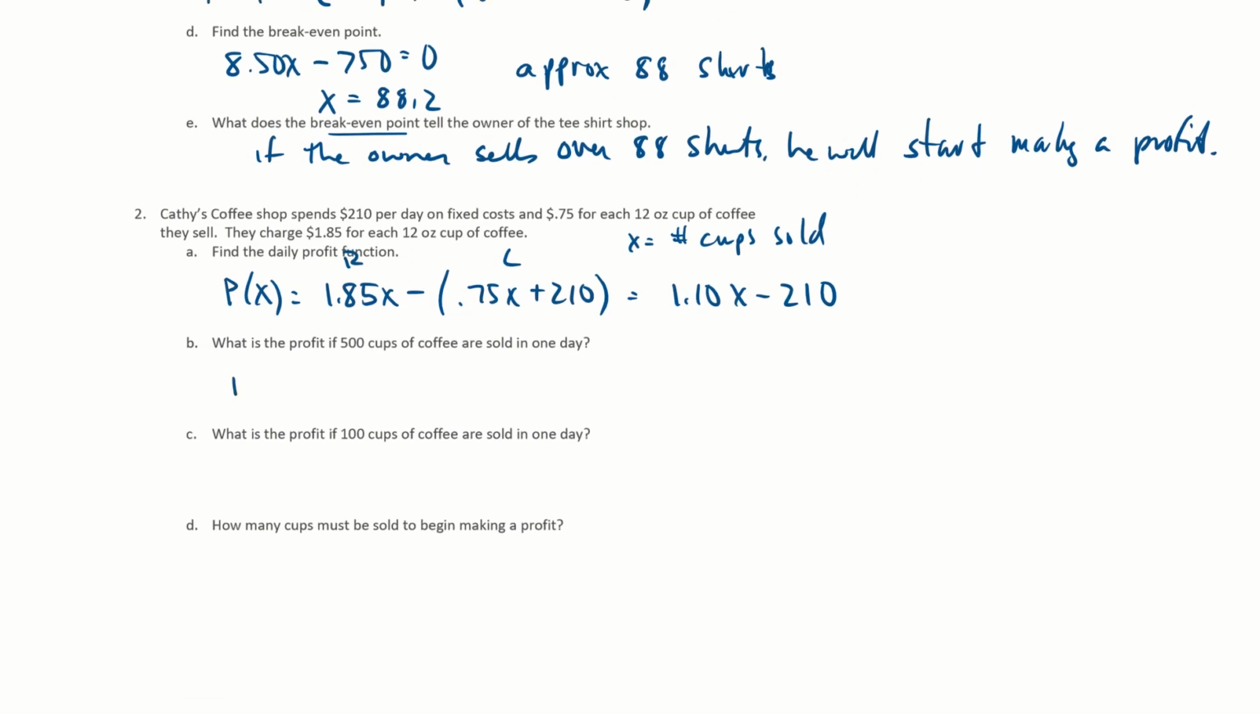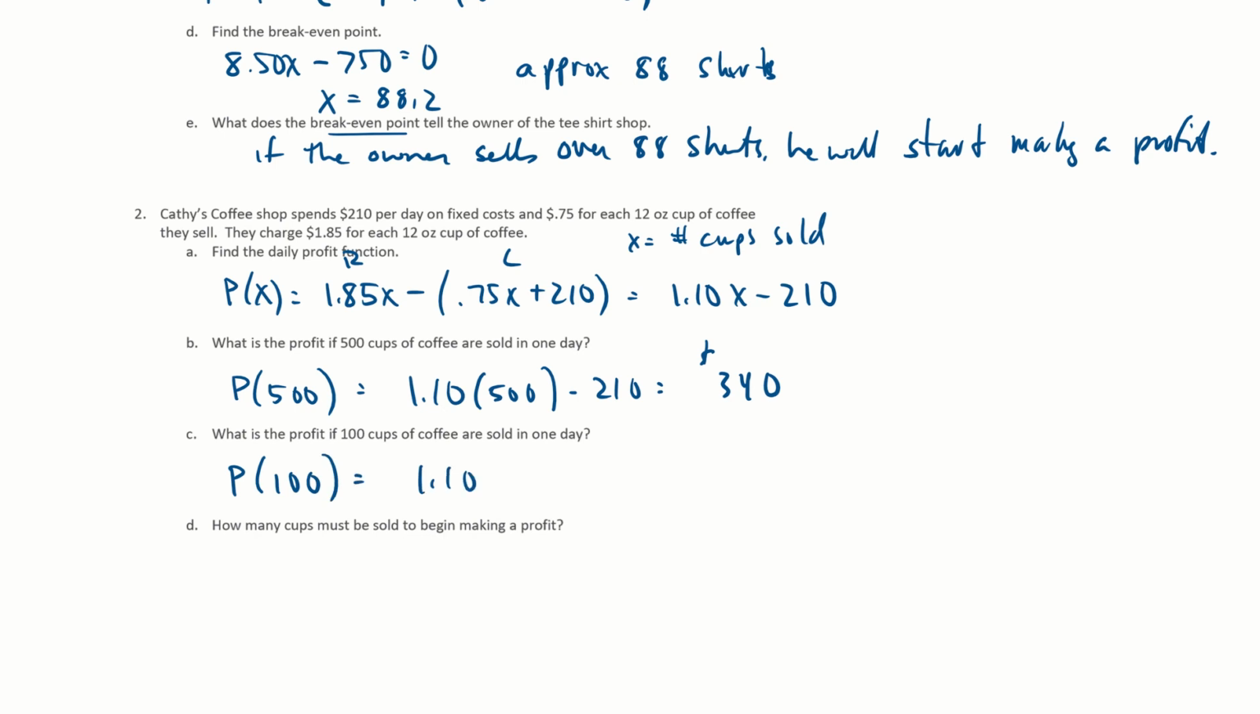Profit of 500 cups, so P of 500 would be 1.10 times 500 minus 210, which is $340. If they sell 100, it's going to be 1.10 times 100 minus 210, which is negative 100, so it'd be a loss of 100.